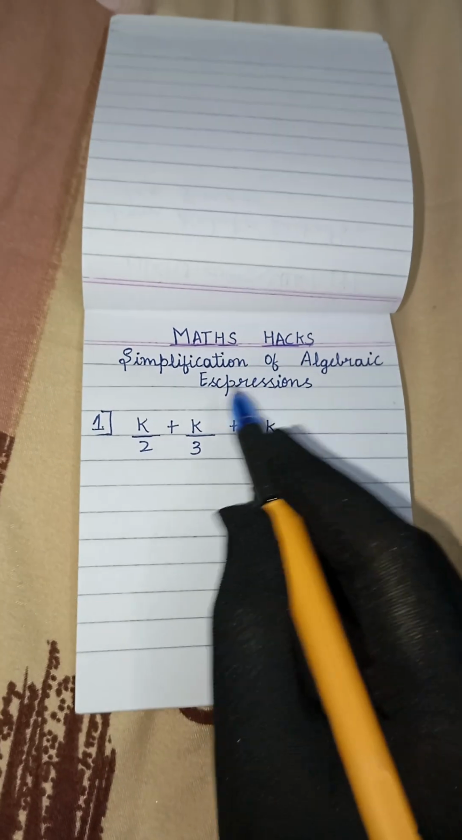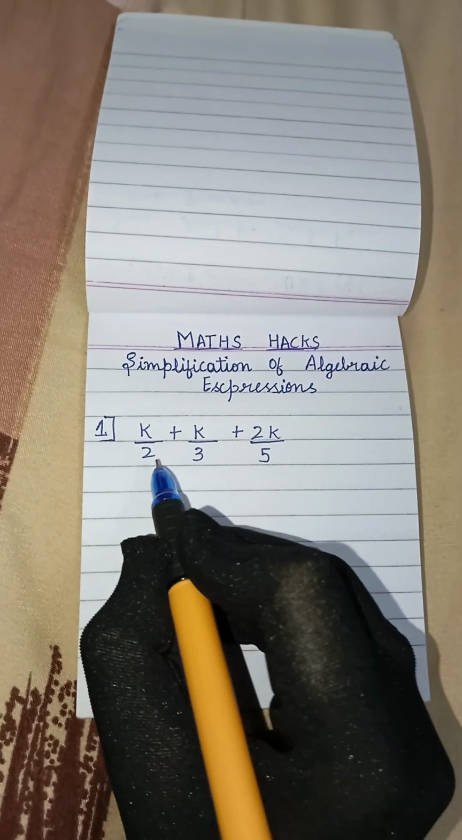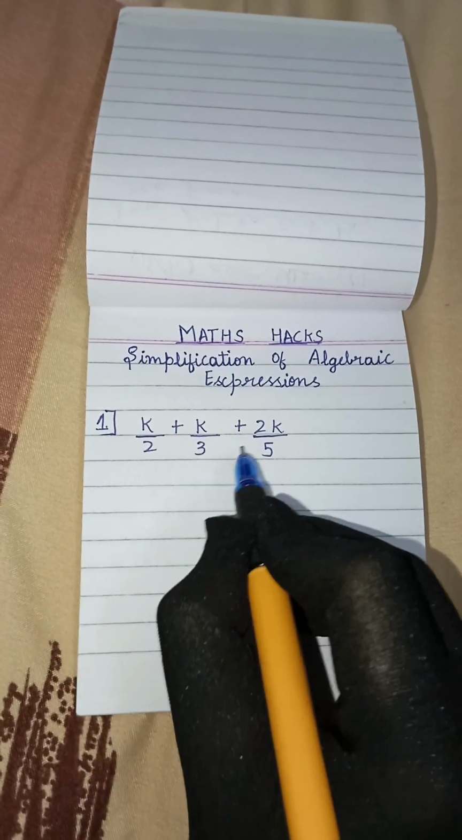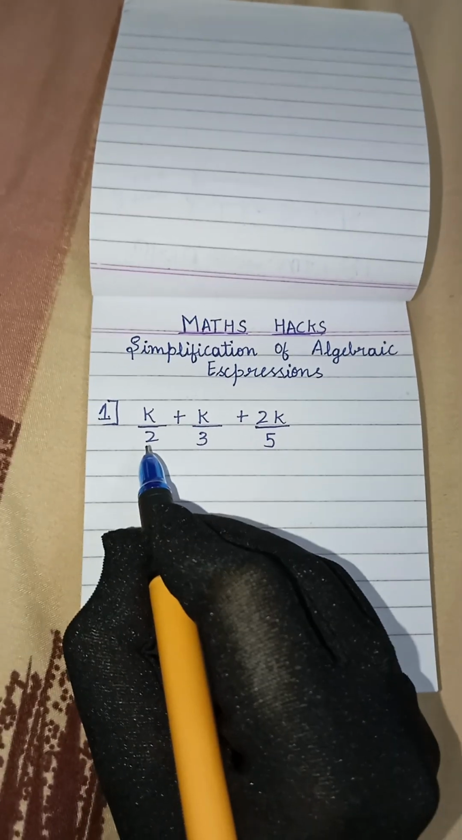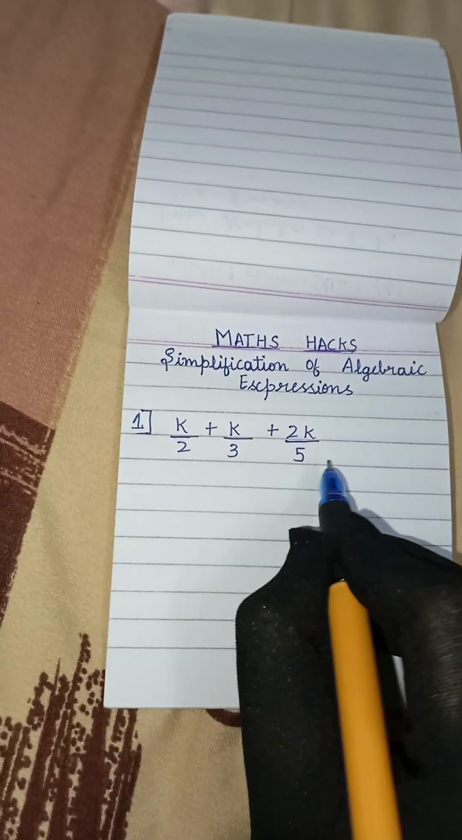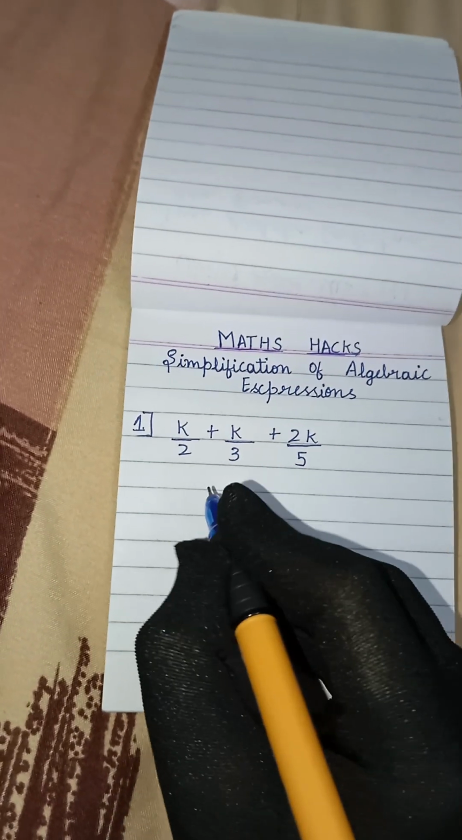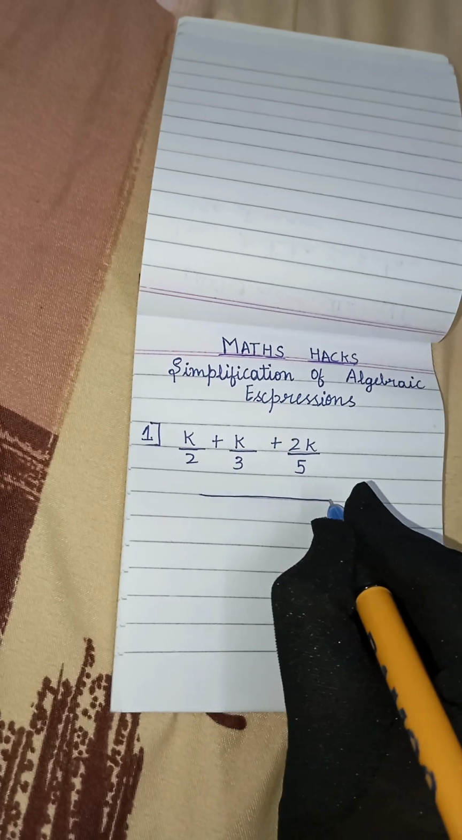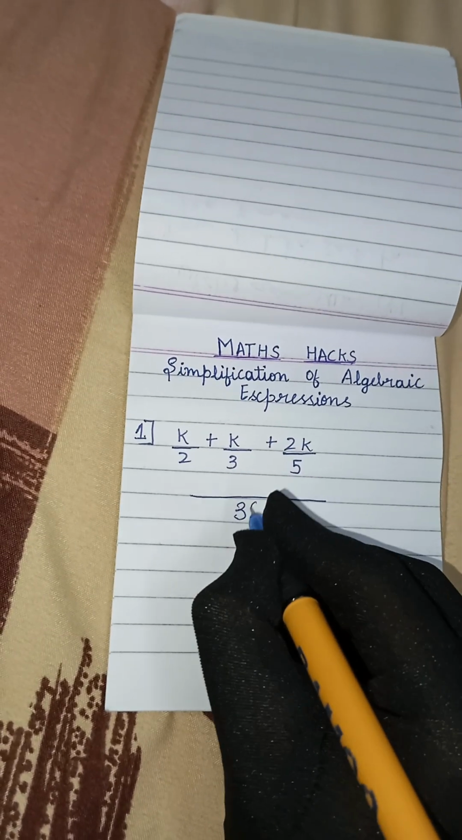So this is our first question. The first step to solve this question is to take the LCM of all the denominators. The denominators here are 2, 3, 5. What is the LCM of these three numbers? The LCM is 30, right? So we'll put one line here. 30 is our LCM here.